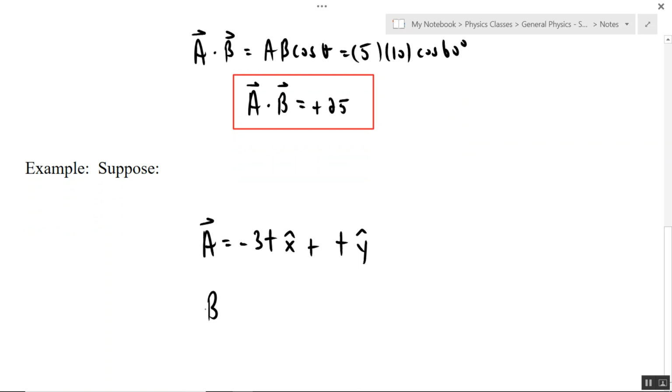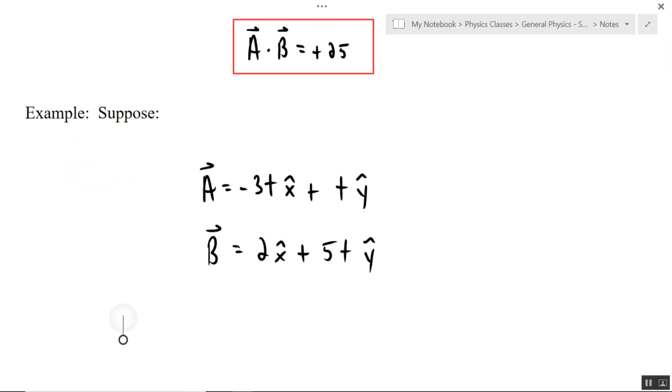B. Once again, t is something we don't know. It's part of the problem, right? But we know 2. So this we know, right? The x part of b is 2. That's something we definitely know.